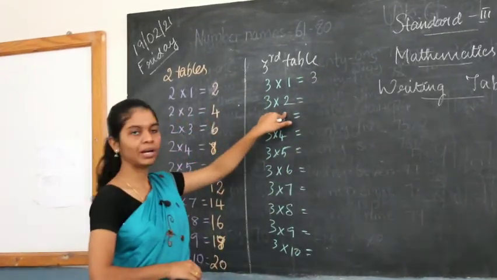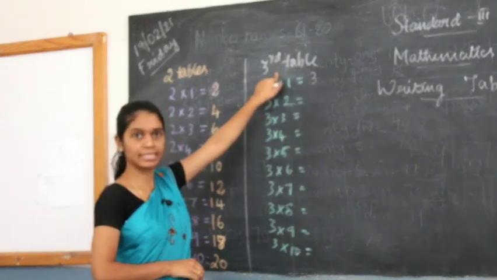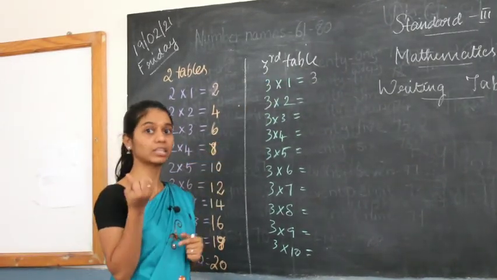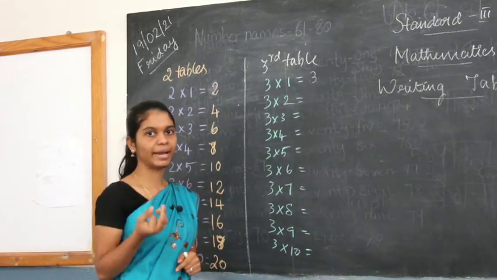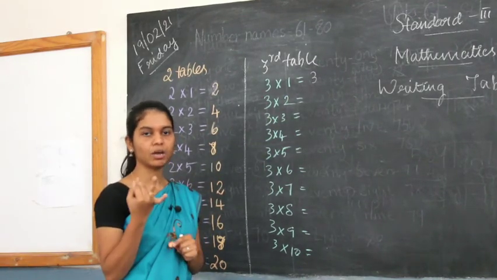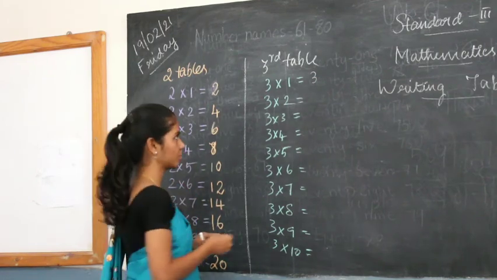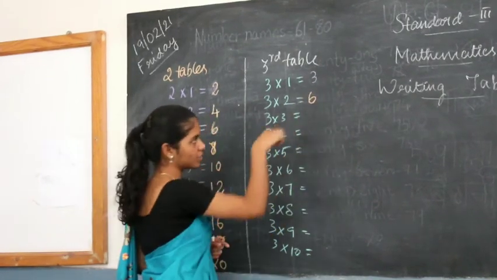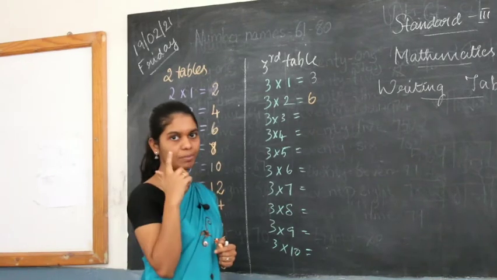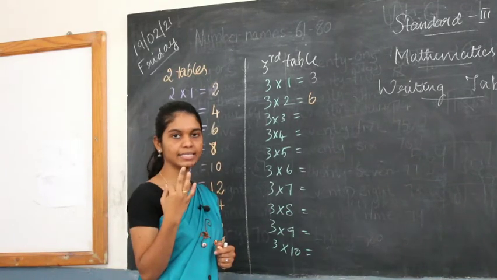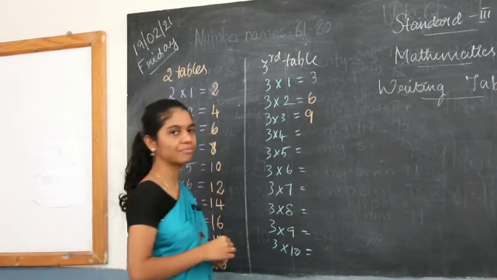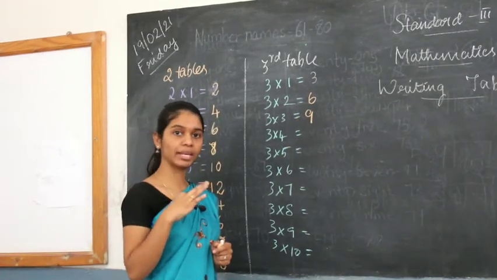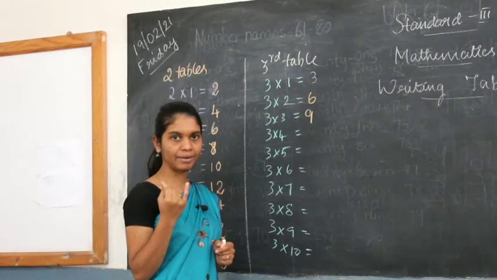Now for the second one, see, since this is a 3 table, you should add 3. Okay, so here you got 3 in your mind, 3 in your finger. After 3, 4, 5 and 6. So next, what you should do? 6 in your mind, 3 in your finger. After 6, 7, 8 and 9. So after 9, you should add 3 more. 10, 11, 12.